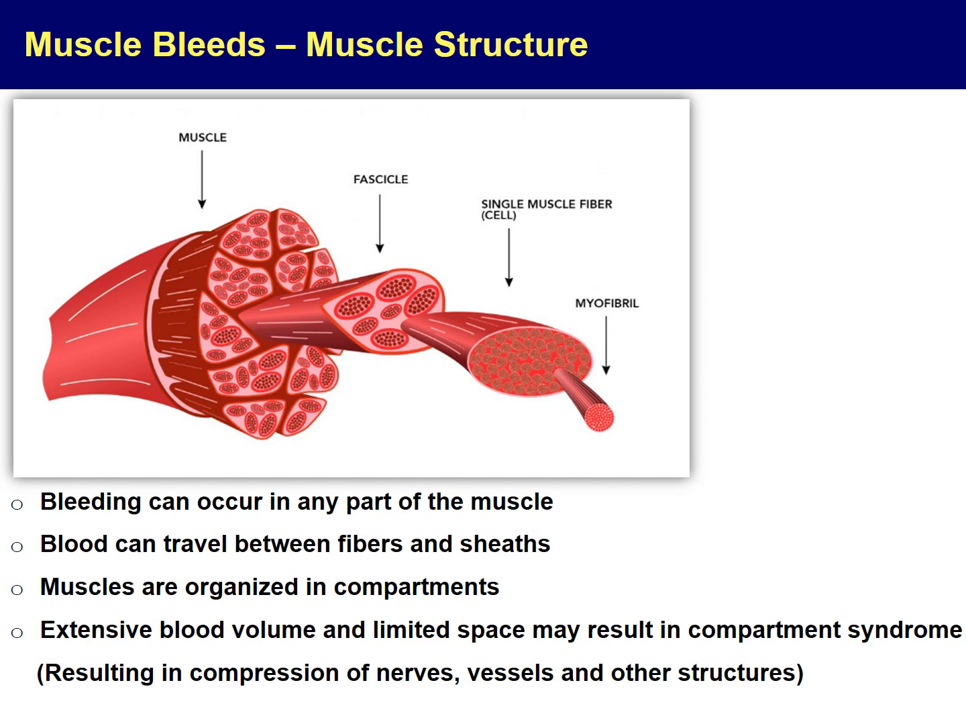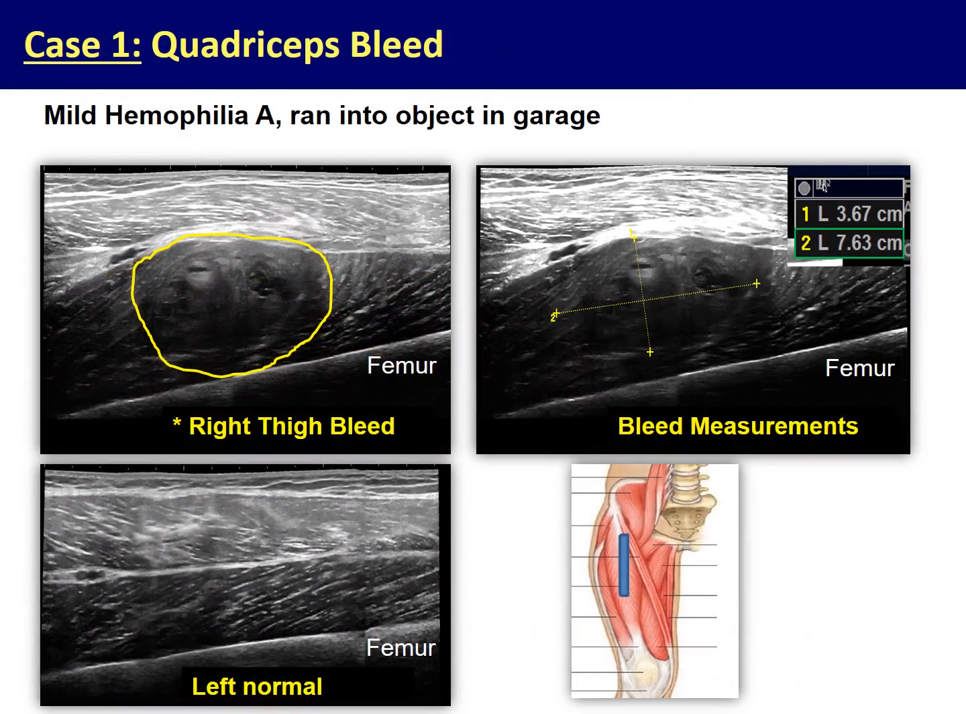Bleeding can occur in any part of the muscle, and blood can travel between fibers and sheath. Muscles are organized in compartments, and extensive blood volume and limited space may result in compartment syndrome, which results in compression of nerves, vessels, and other structures. The appearance of muscle bleeds will be presented in a case series depicting 3 different cases.